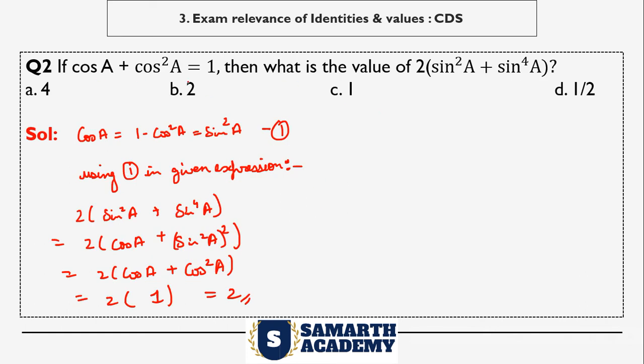Then, if cos a plus cos square a is equal to 1, what is the value of 2 sine square a plus sine to the power 4 a? So cos a is equal to 1 minus cos square a, so cos a is equal to sine square a, right? Let's use this to solve. The expression is 2 sine square a plus sine to the power 4 a, which can be written as cos a plus sine square a whole square, which is cos a plus cos square a, right? So the overall value becomes 1 multiplied by 2, which is 2.